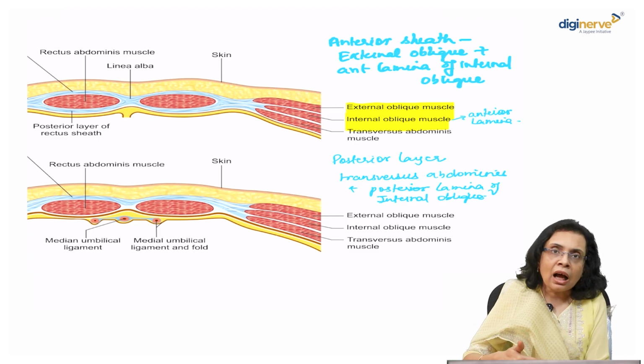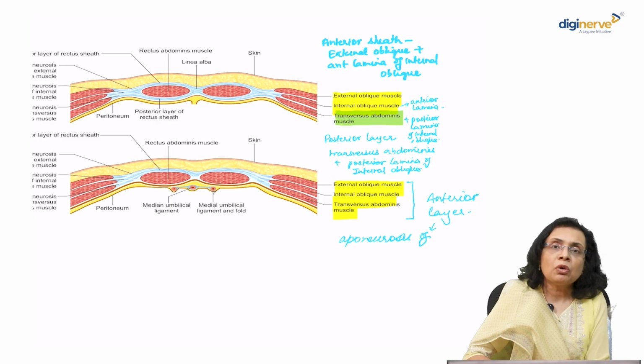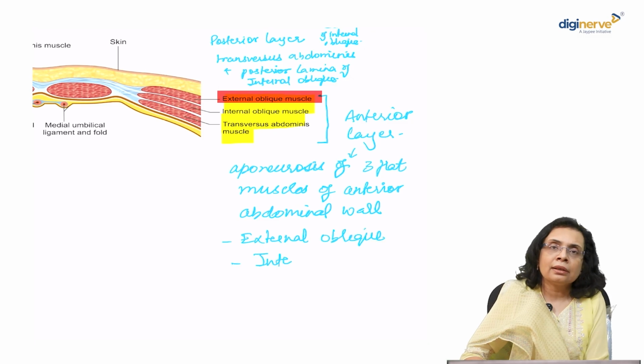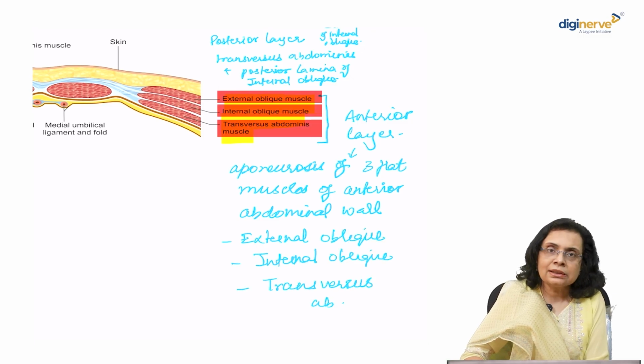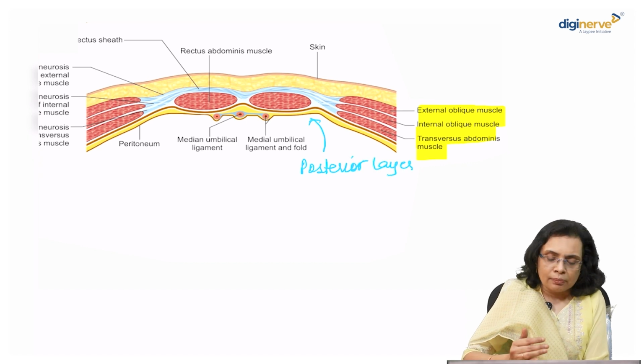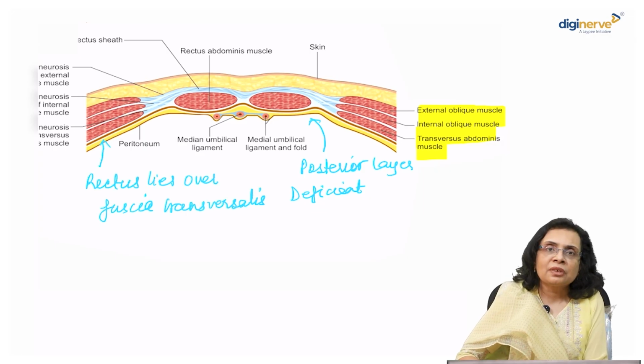If we come below the arcuate line, then the anterior aspect of the rectus sheath is formed by the aponeuroses of all the three flat muscles of the anterior abdominal wall, which includes the external oblique, the internal oblique, and the transversus abdominis. Posteriorly, the posterior wall of the rectus sheath below the level of the arcuate line is deficient, and the rectus abdominis muscle lies directly over the fascia transversalis.